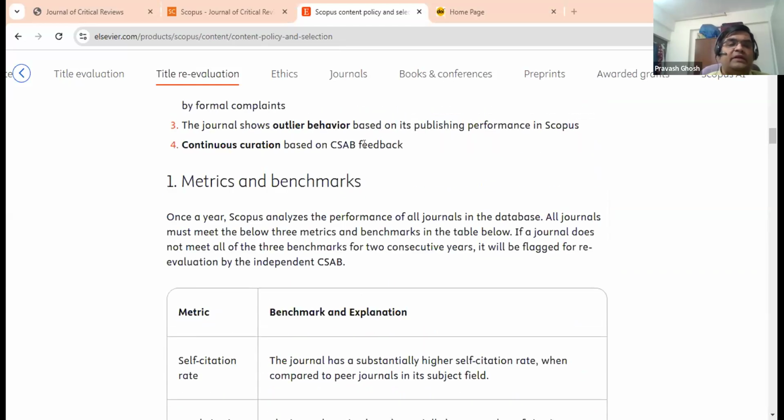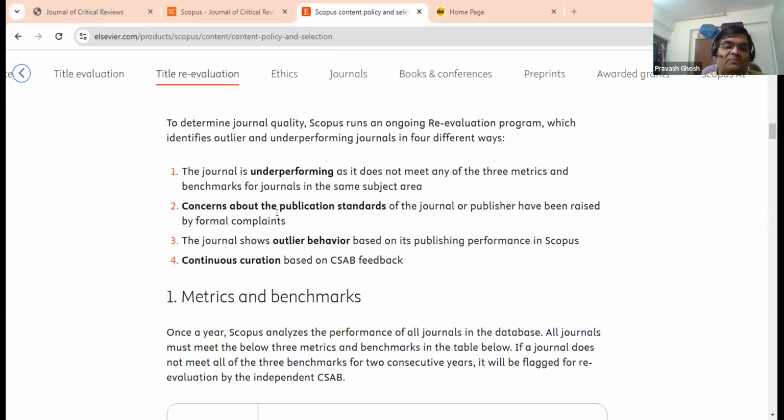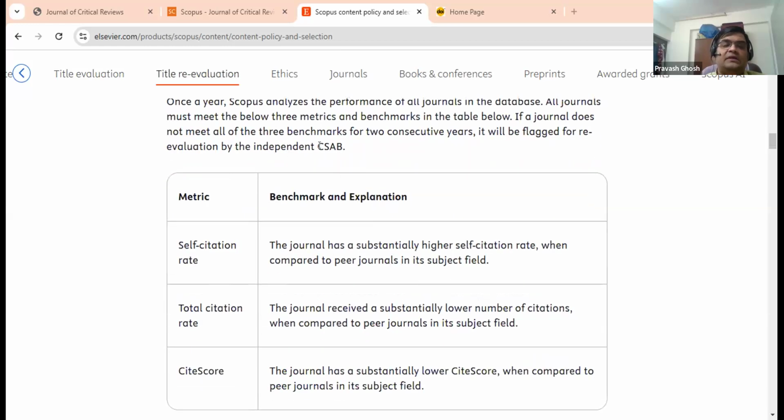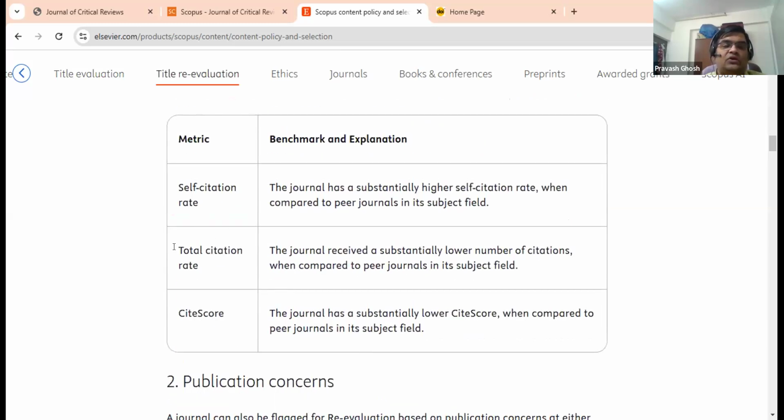So can you see my screen now? Yes. So what does Scopus do? Scopus has a CSAB board. What does this check? Title re-evaluation. When a journal goes to Scopus re-evaluation policy, once it goes, it will be out. But what does Scopus see? It sees the metrics and benchmarks. CSAB, you can see, the Scopus Evaluation Board, right? This board will check the self-citation rate, total citation rate, and CiteScore.